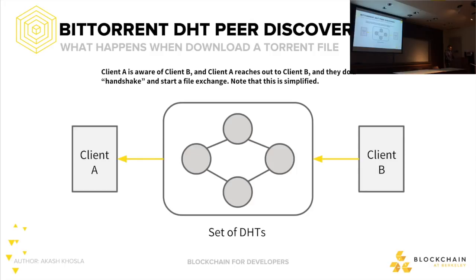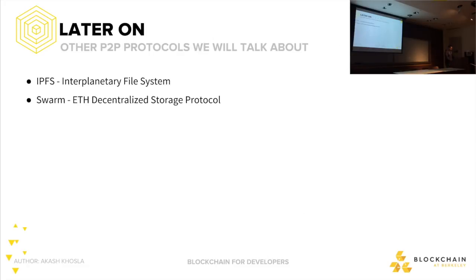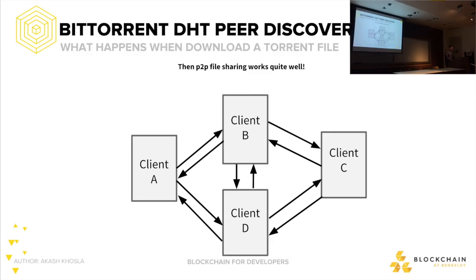One of the issues is that client A can't quite yet contribute to client B and C. But what if client B gives them more data such that they can? Then more connections end up being formed between client A and the rest of the clients. Then peer-to-peer file sharing ends up working quite well. You can see the network is much more connected. There's much more file sharing going on, and this will result in faster overall transfer of files to everyone.